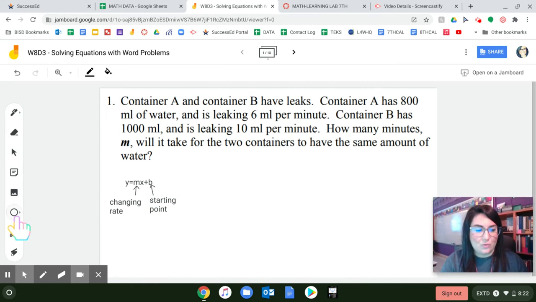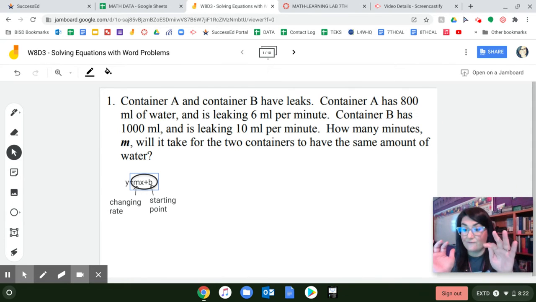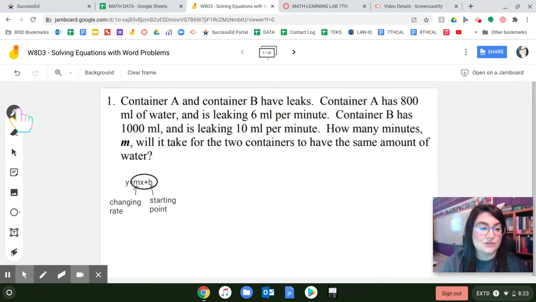And what you're going to do when we read through this problem, you're going to want to work through this lens of what is the changing rate, what is the starting point. Instead of it being y equals mx plus b, what we're really going to be finding is mx plus b equals mx plus b. We're going to set those equal to each other, put them in our y equals, and solve for what our x value is, okay? So let's work through this problem first.